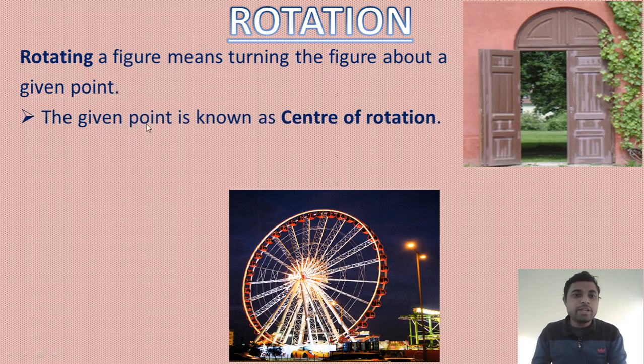The given point is known as the center of rotation. What is the center of rotation here? Here, this is the center of rotation because it turns when this point is fixed. Similarly, you have seen on the door in this position there is a point, and in this position there is a point, by which it rotates. So that is called the center of rotation.